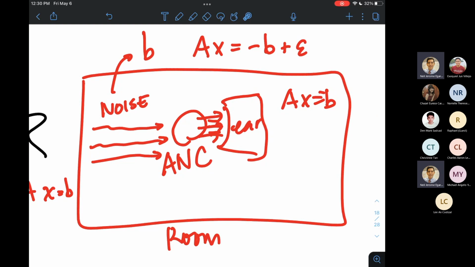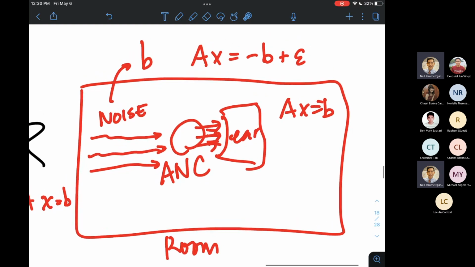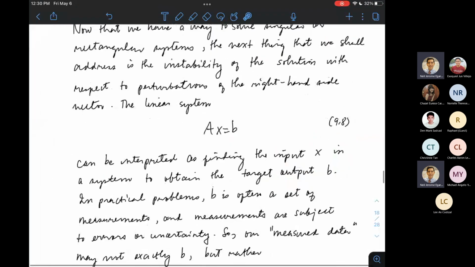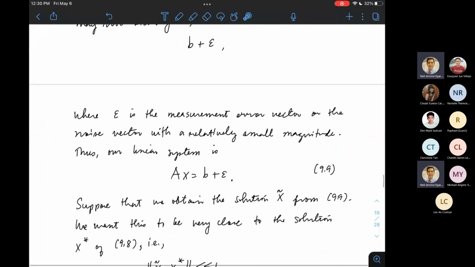At yun yung tinatawag na Tikhonov Regularization Scheme plus the L-curve. Okay? So yun yung titingnan natin ngayon. Hopefully matapos ko siya. Alright? So yun yung sinabi ko dyan.